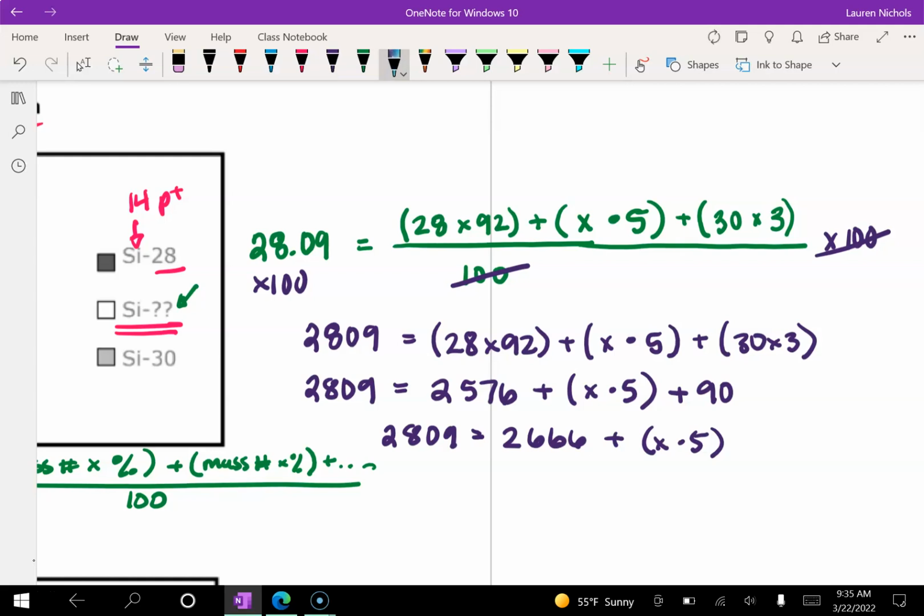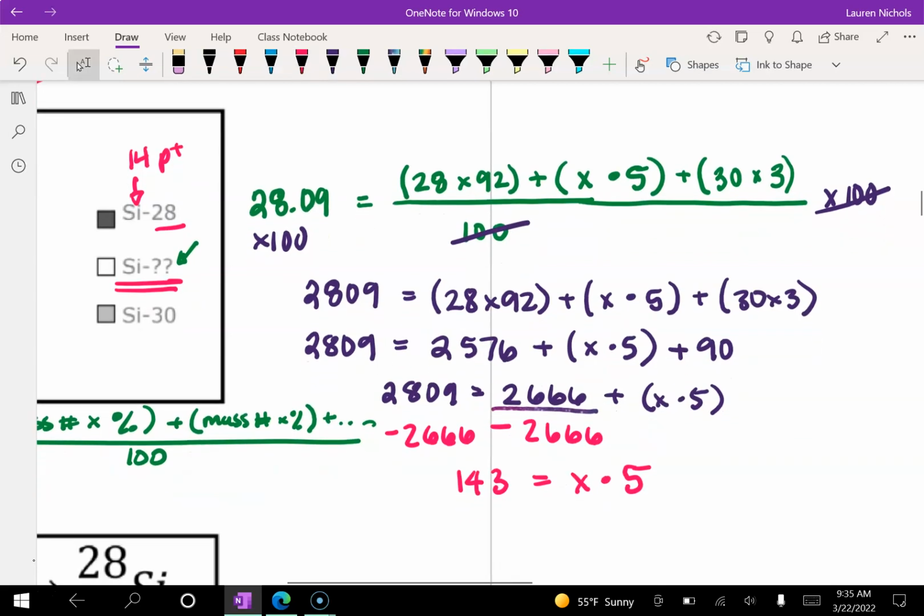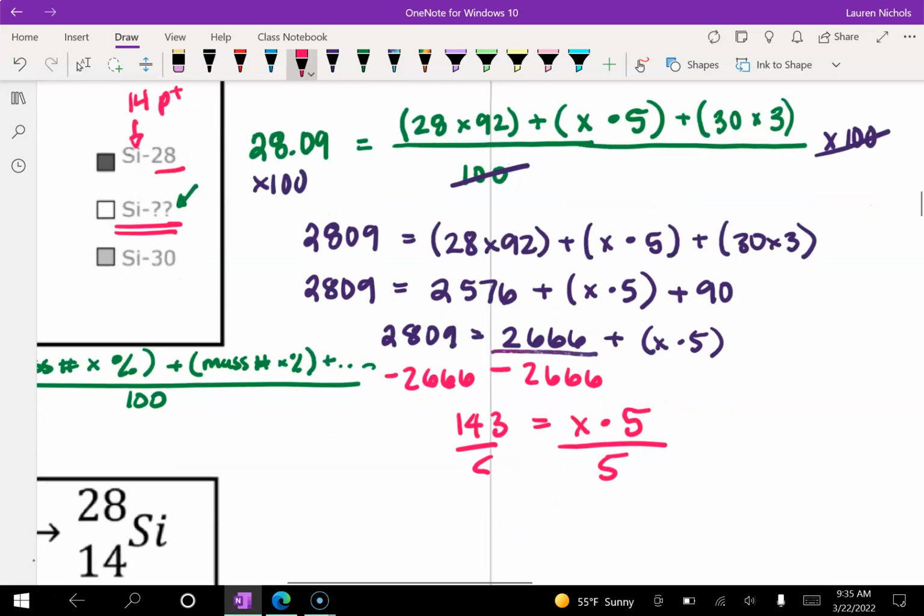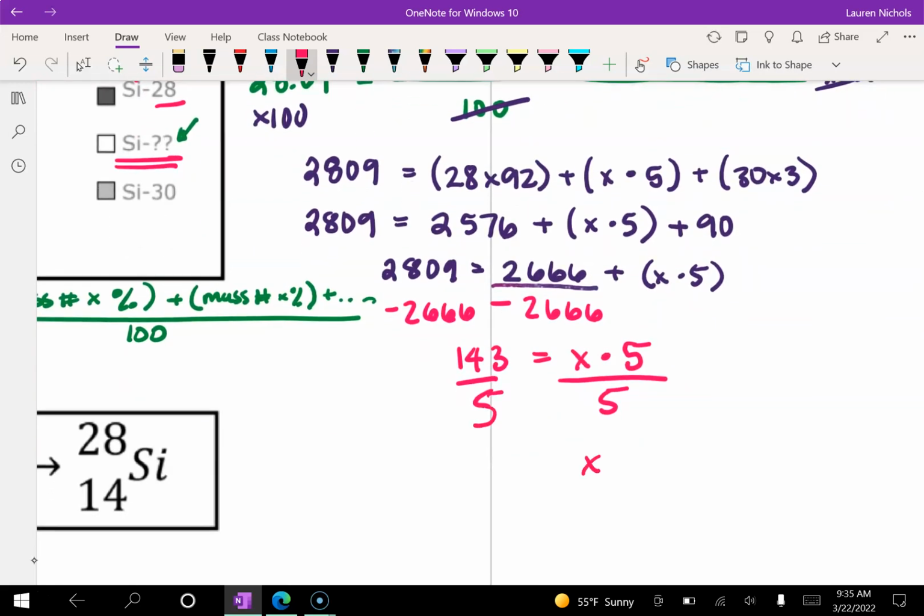To move this number to the other side, we'll have to do the opposite of the math, which means subtracting that amount on both sides. And 2,809 minus 2,666 is 143, and it's equal to X times 5. So what we do to get X by itself is we do the opposite of the math. We will divide by 5, and that tells us that X will be equal to 143 divided by 5 is 28.6.